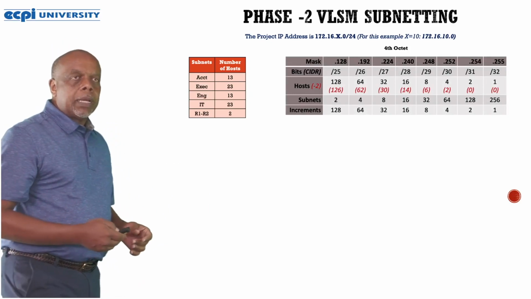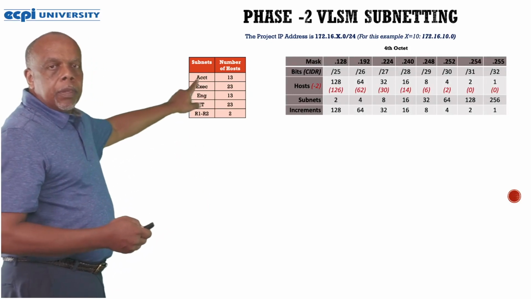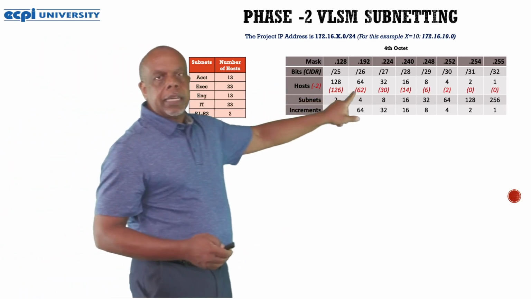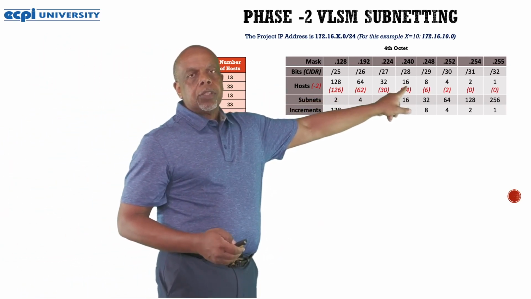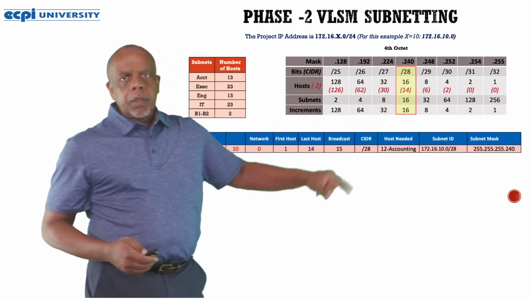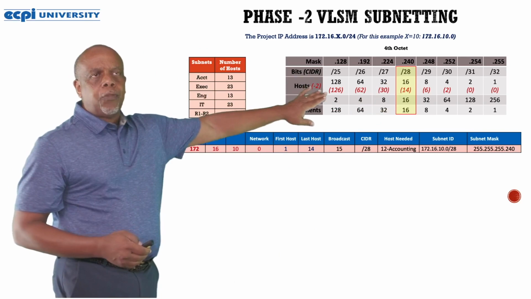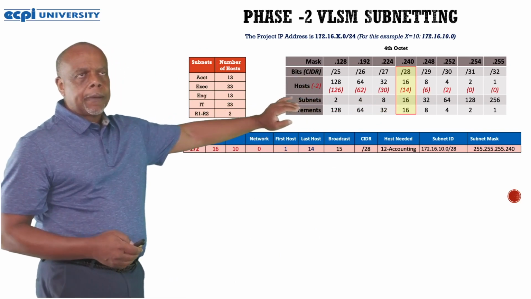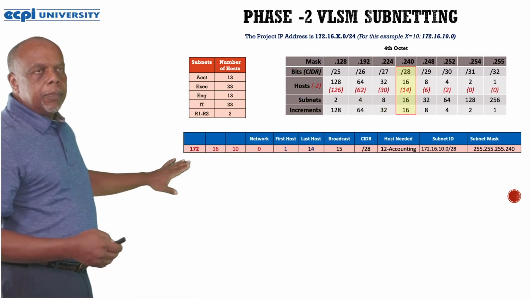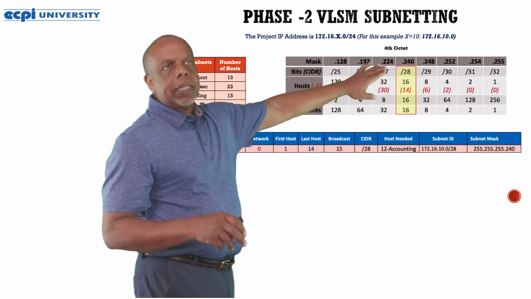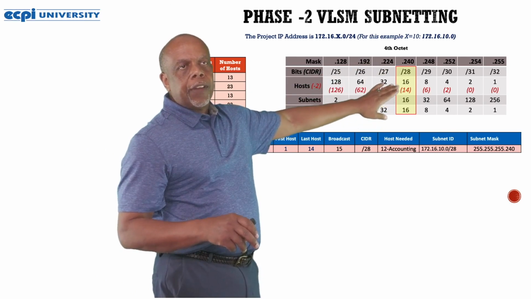Start out here again with our handy dandy chart. So accounting needs 13. How do I get 13? Which is the closest I can get? You're right, 16. So I'm going to subnet this first subnet at .240. That's going to give me 14 available hosts. Okay. So if I look at this now, and just like we did before, I've got a CIDR 28, 14 available hosts.